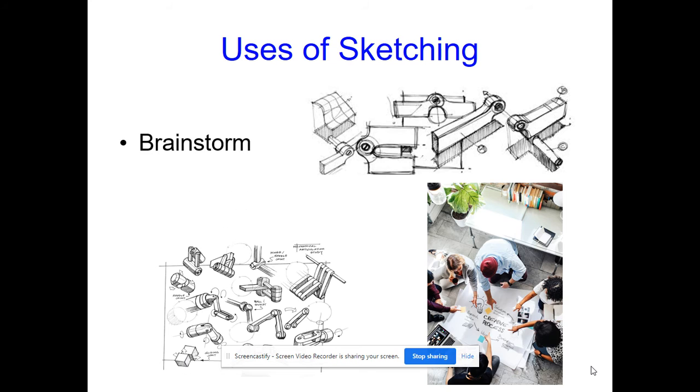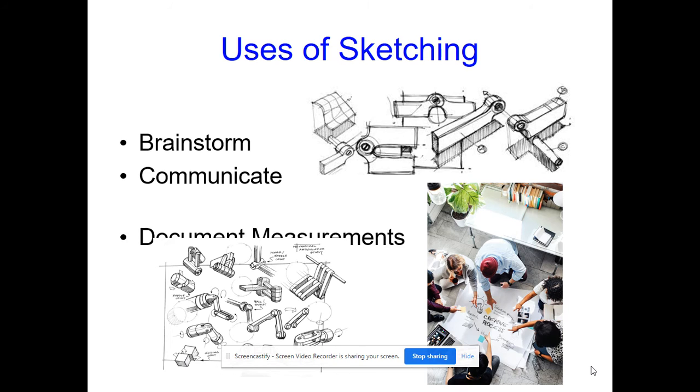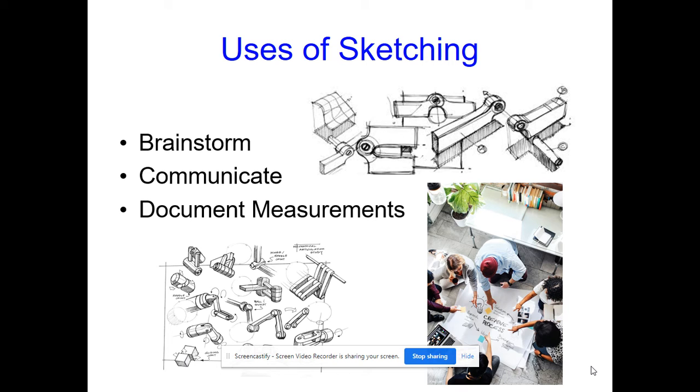Uses of sketching: brainstorming. If you remember last year in 7th grade when we went through the engineering design process, one of the steps was to generate alternative solutions. That is brainstorming. Sketching can be used to brainstorm three-dimensional objects and how we think they might work. It can be used to communicate our ideas, and it can also be used to document measurements.